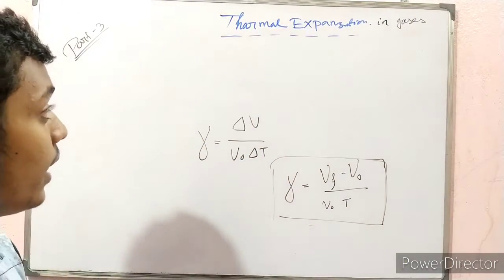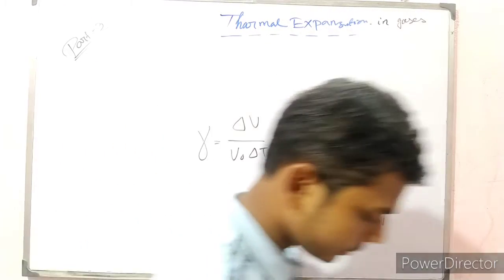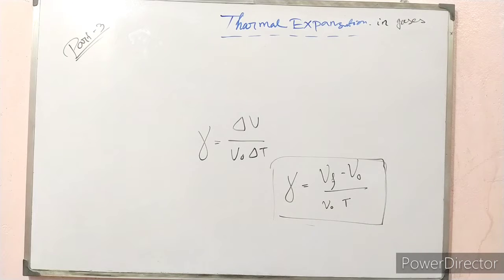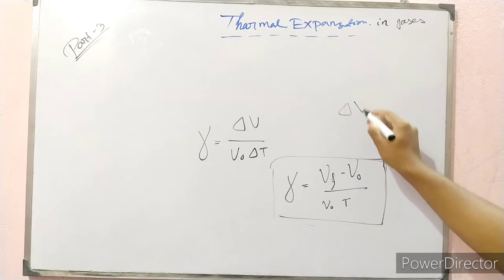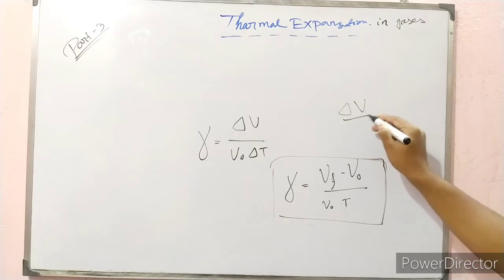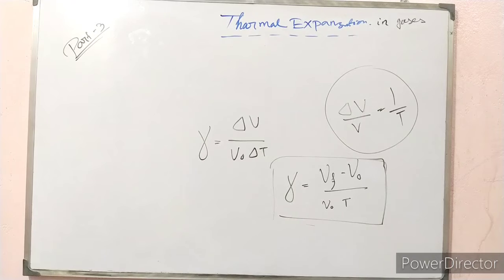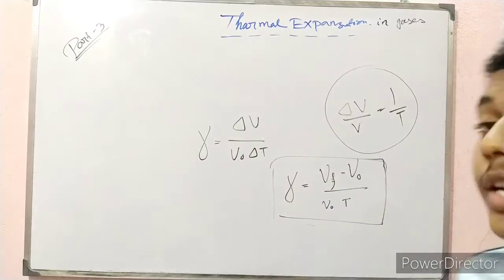Here also we can say that there is thermal expansion in gases. So what is the formula? Delta V by V is equal to 1 by T. I hope that is clear. So that is the topic of thermal expansion in gases.